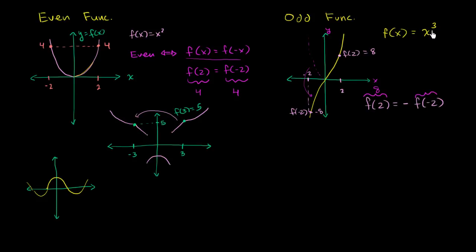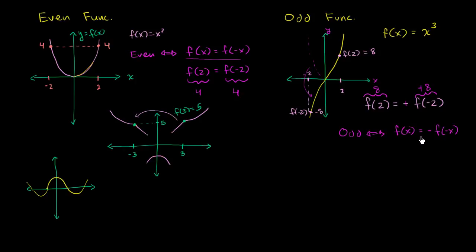Negative 2 to the third power is negative 8. So you have the negative of negative 8. Negatives cancel out, and it works out. So in general, you have an odd function. Here's the definition. You are dealing with an odd function if and only if, for all the x's for which that function is defined, f of x is equal to the negative of f of negative x.